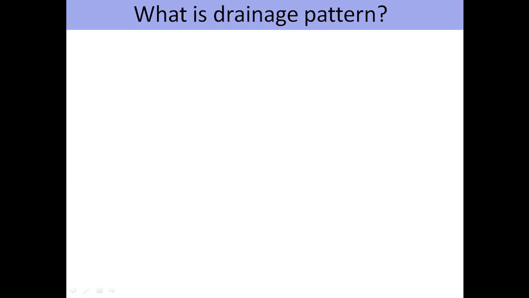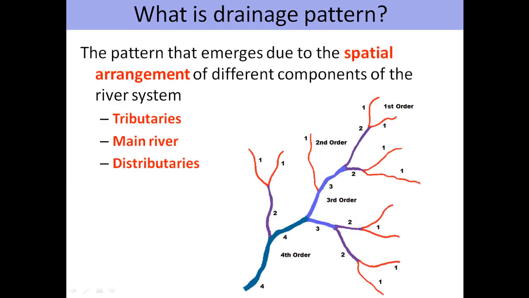What is the drainage pattern? The pattern that emerged due to the spatial arrangement. Now you might be thinking, what is spatial arrangement? A river system that originates from its origin till its destination, and it creates different patterns. In this, there are three stages that river has to undergo. First one, tributaries, the main river, and distributaries.